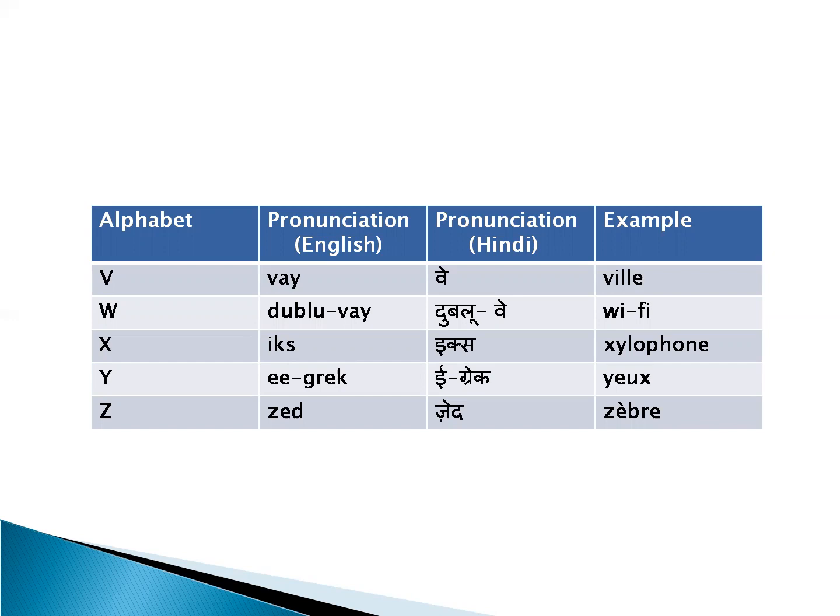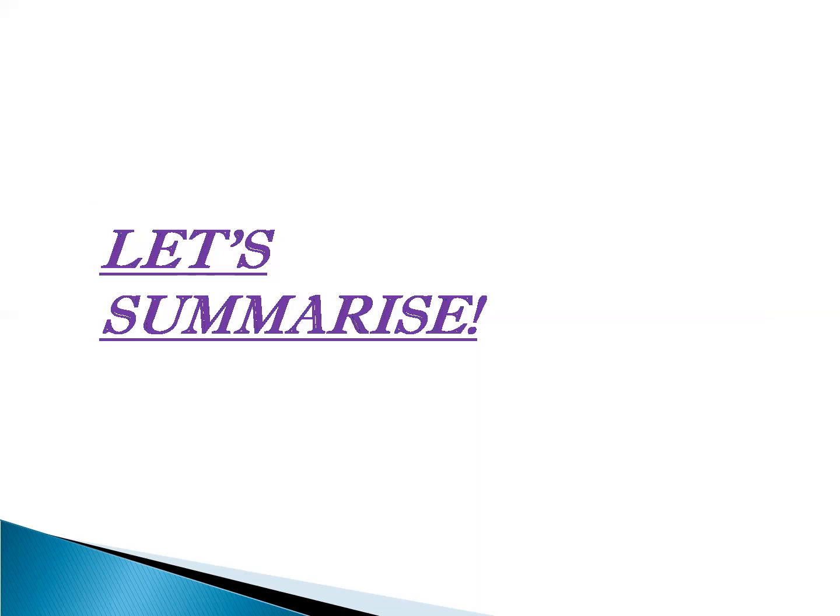The second last letter is Y, which is Y. And one example is ear. Ear means eyes. So these are the just one example which I have written. You can write your own example, okay? And the last letter is Z, which is Z. And one example is zebra. Okay. Now, having learned all these letters, now we'll just give a quick briefing of what we just learned today. Okay. So let us start.